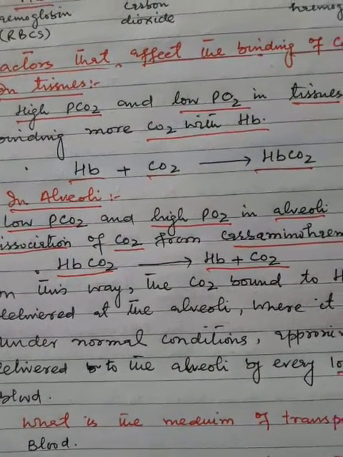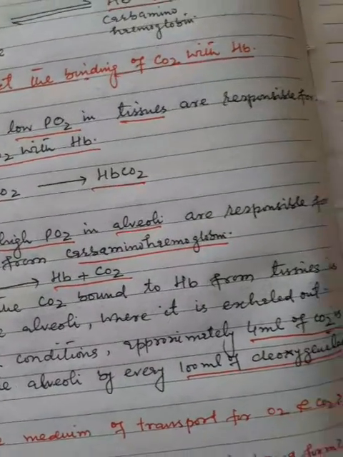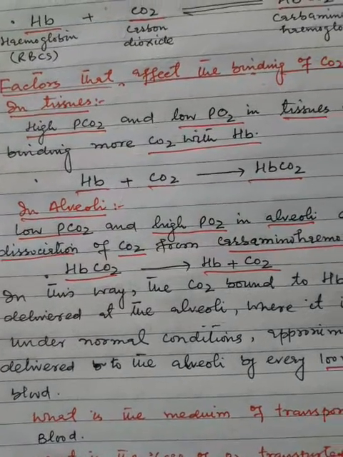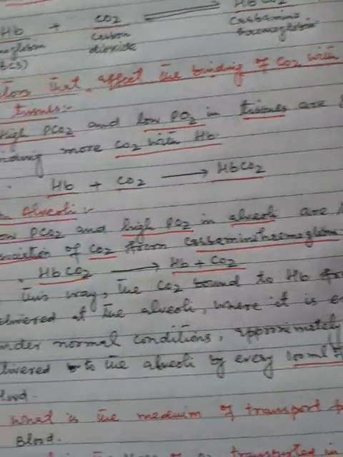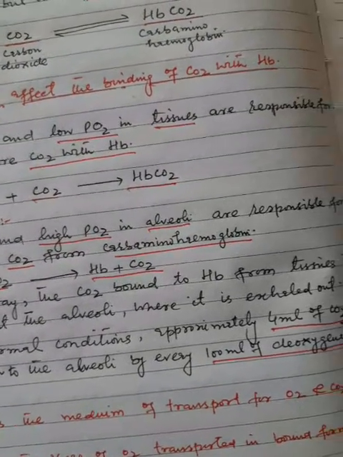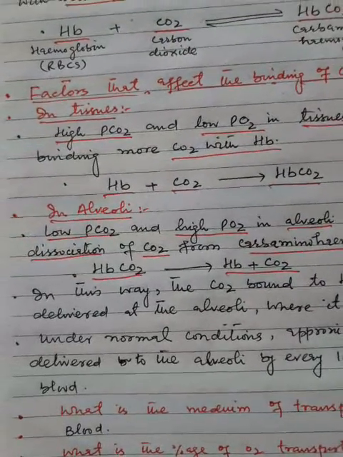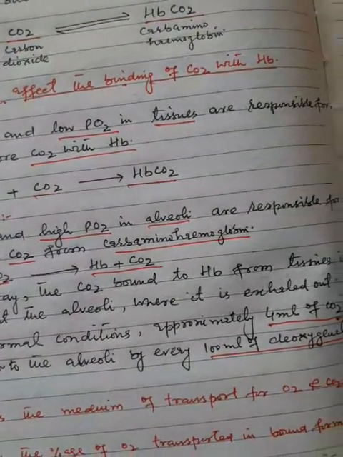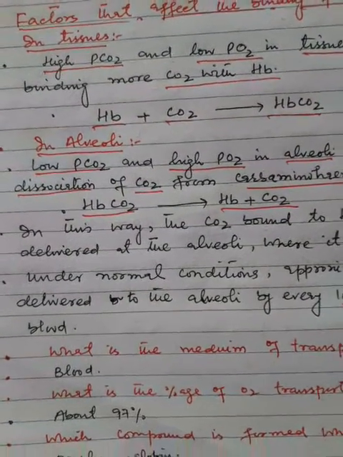In this way, the carbon dioxide bound to Hb from tissues is delivered at the alveoli, where it is exhaled out. Under normal conditions, approximately 4 ml of carbon dioxide is delivered to the alveoli by every 100 ml of deoxygenated blood. Now, some questions.